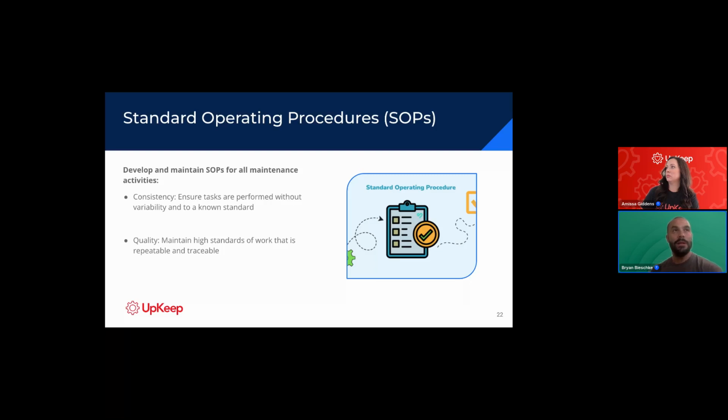And we aim to have quality as well, right? We want to maintain high standards of work that is repeatable and traceable. Traceable comes back to CMMS. It comes back to who did the work, how did they do the work, what tools were used, what parts were used, all of those things, right? That allows us to make good decisions for the future and continually optimize our process.